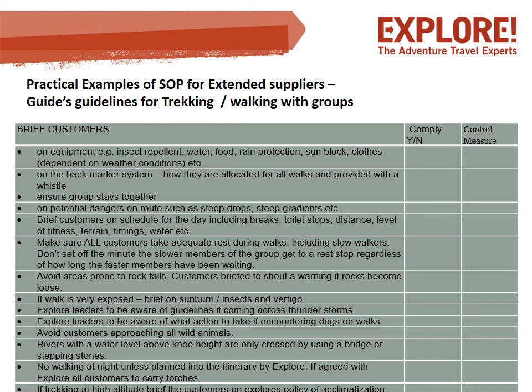Wild animals and dogs can often interfere with walks. Brief the customers to stay away from them. There may be river crossings. You may have to brief them on how to safely cross. We try not to walk at night. However, if it has been agreed, make sure that the customers are carrying torches. If you're trekking at high altitude, there may be extra questions and points to cover on a safety briefing for that sort of trek.